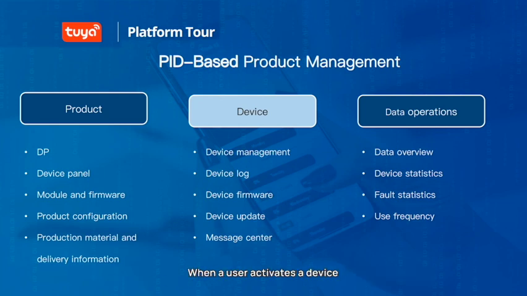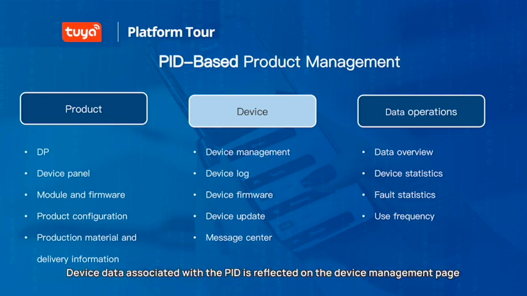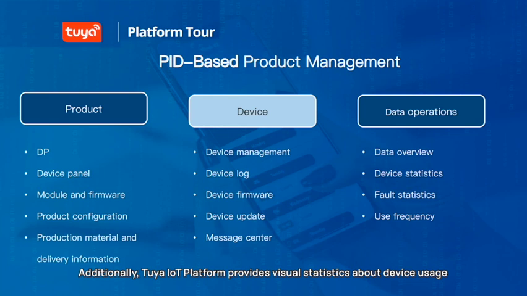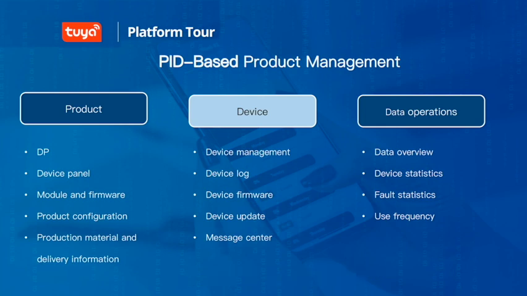When a user activates a device, a device ID is generated. Device data associated with the PID is reflected on the device management page. Each device has device logs, firmware versions, and version updates are also implemented at the PID level. Additionally, Tuya IoT platform provides visual statistics about device usage, such as the number of activated devices and faults.